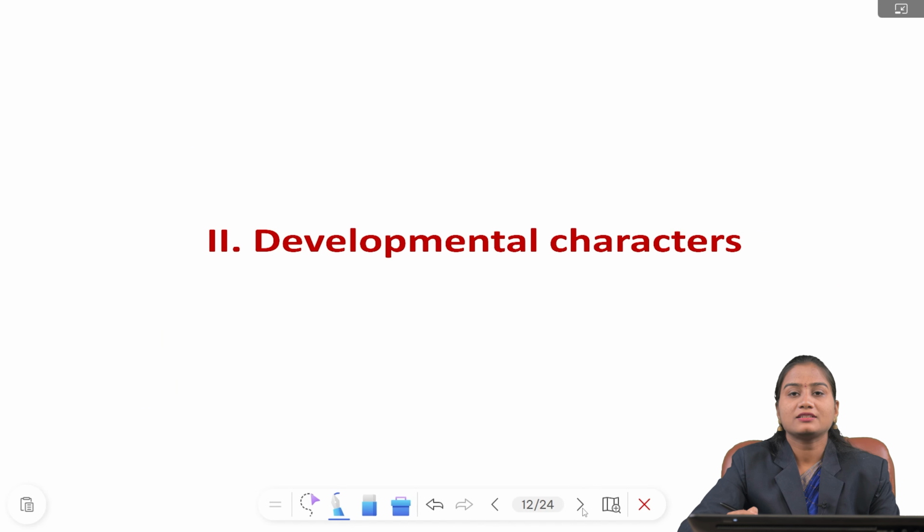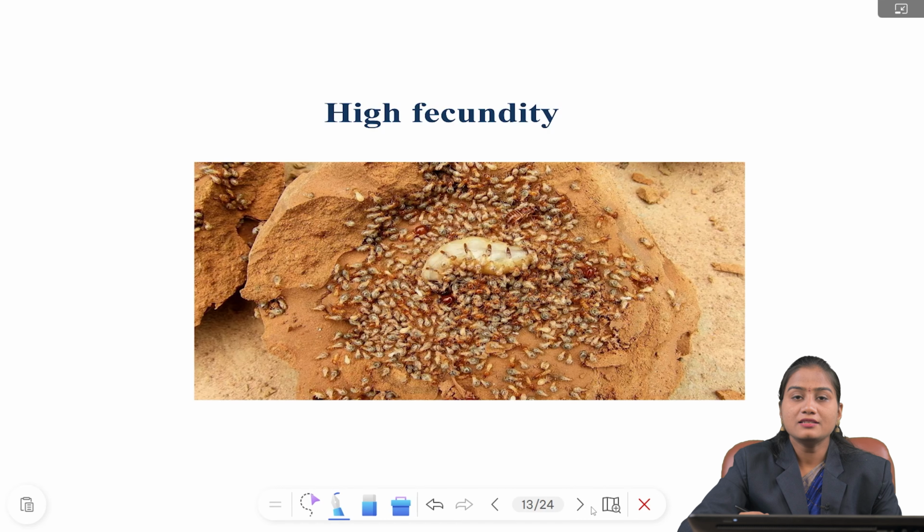So we have seen the structural characters. Now we will go through the developmental characters. Insects have high fecundity. Fecundity is nothing but the egg-laying capacity of a female. For example, in termites, even a single female can produce up to 2000 eggs in a single day.